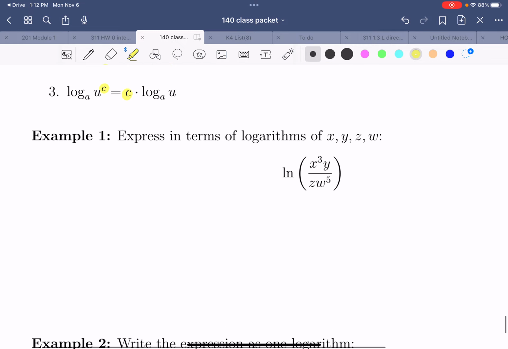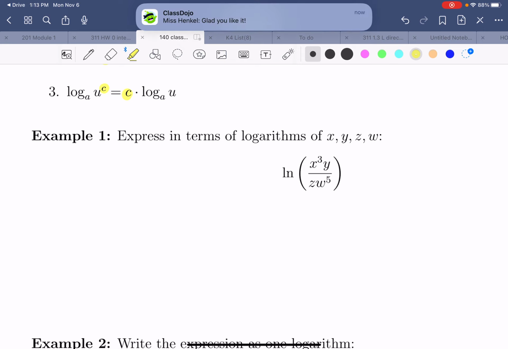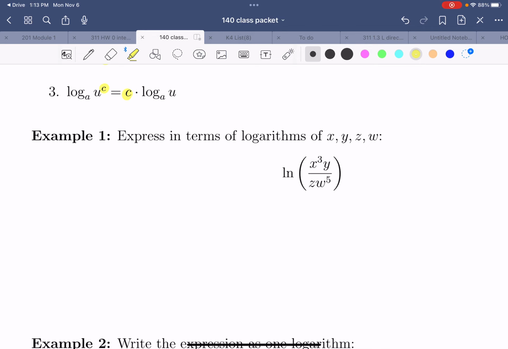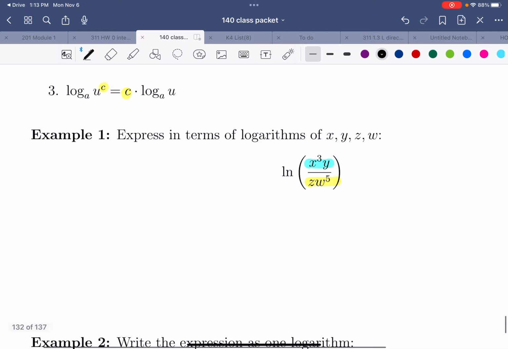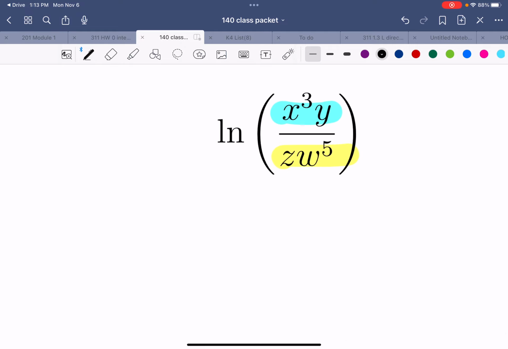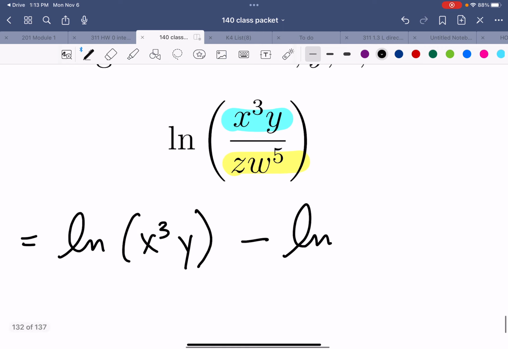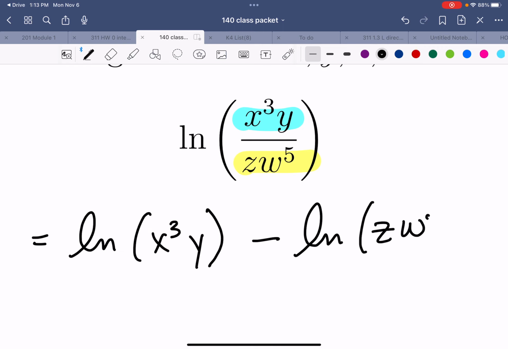So example 1, we want to express this in 4 different terms. We want to have something with a log x, something with a log y, something with a log z, something with a log w. So the first thing I'm going to do is I see division here. I see the top divided by the bottom. And so I'm going to split this and give the top its own logarithm and the bottom its own logarithm. So this is going to be equal to the natural log of x cubed y minus, because it's division, the natural log of z w to the 5th.